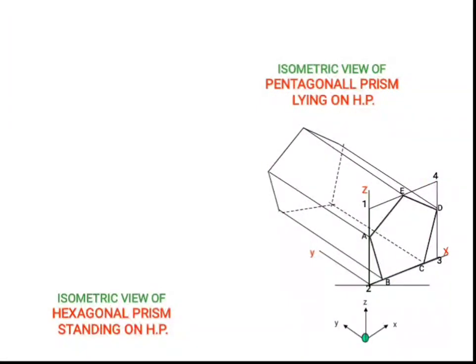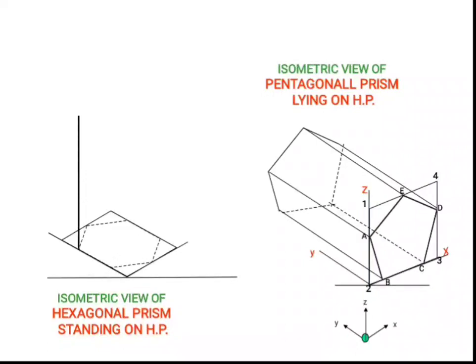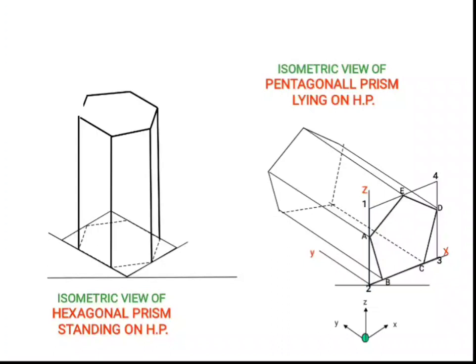Similarly, the isometric view of a hexagonal prism standing on a horizontal plane. We can start from the base. The hexagon at the base is constructed first. Then the height of the hexagonal prism is marked in the z direction like this. Joining the endpoints of these lines, we will get the isometric view. The hidden edges are marked in dotted line.